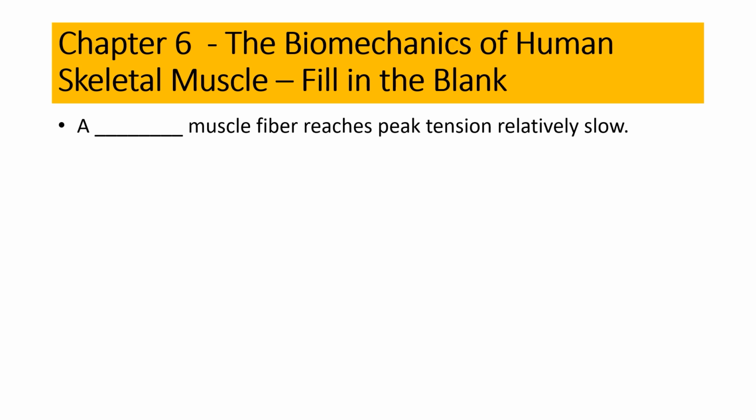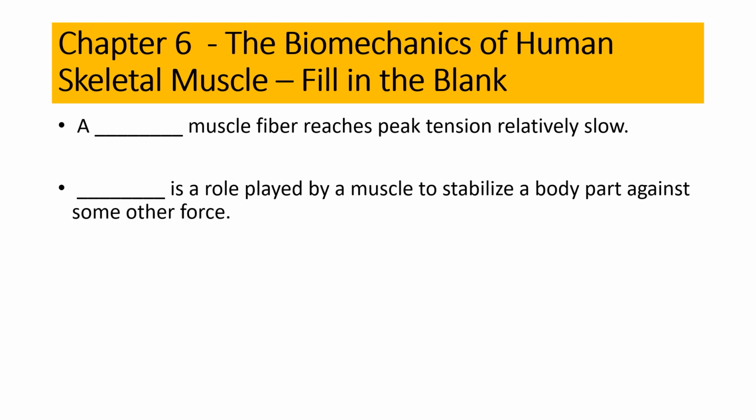Let's start with multiple choice. What will be a muscle fiber that reaches peak tension relatively slowly? That's from chapter 6, right? I'm going to focus on true/false from 4 and 5. If I want you to fill in the blank, it will be from 6. That's usually what I do. So which one do you think reaches peak tension relatively slowly? Yeah, you have fast twitch and you have slow twitch, correct?